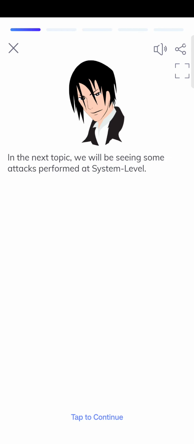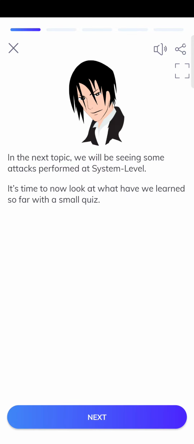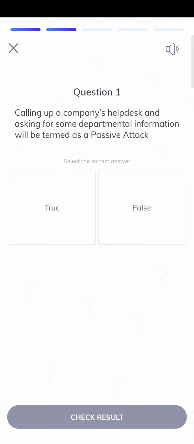In the next topic, we will be seeing some attacks performed at system level. It's time to now look at what we have learned so far with a small quiz.